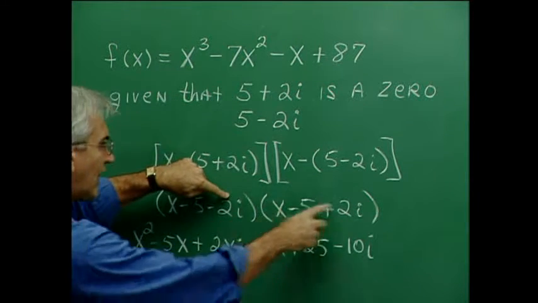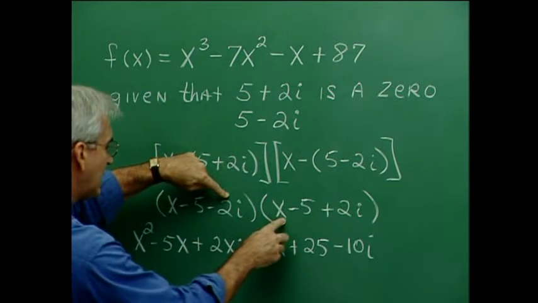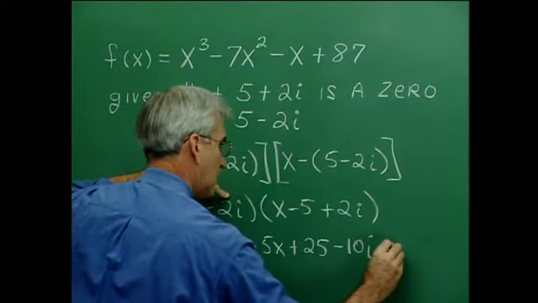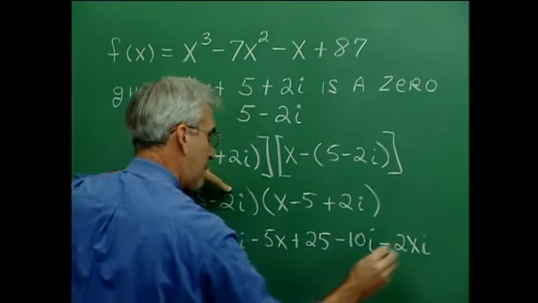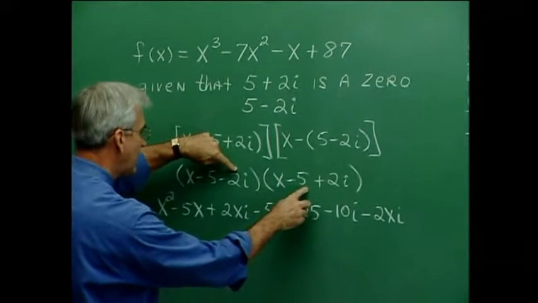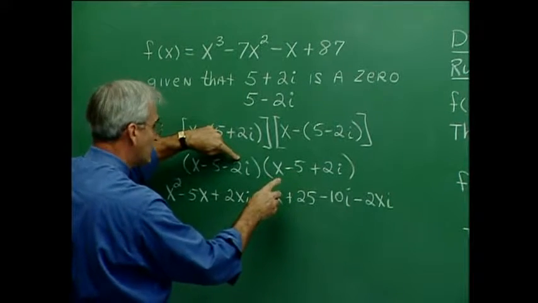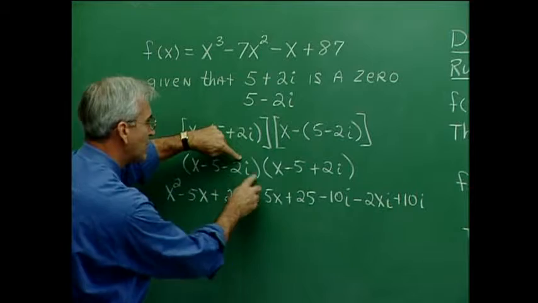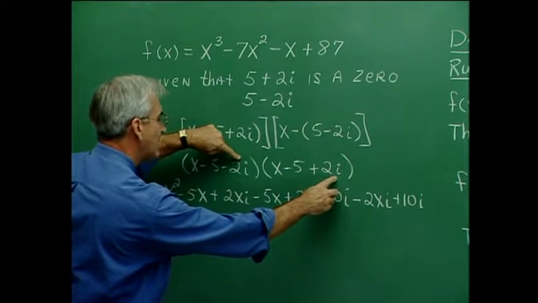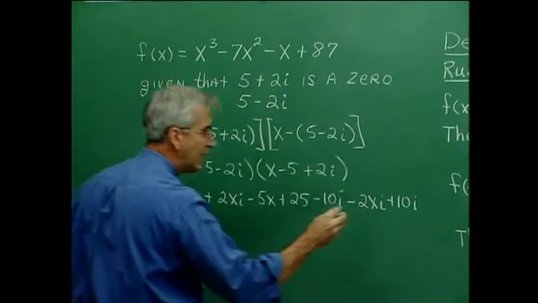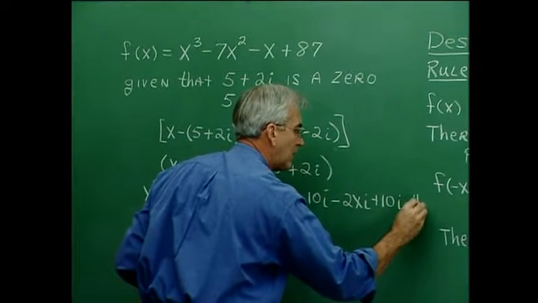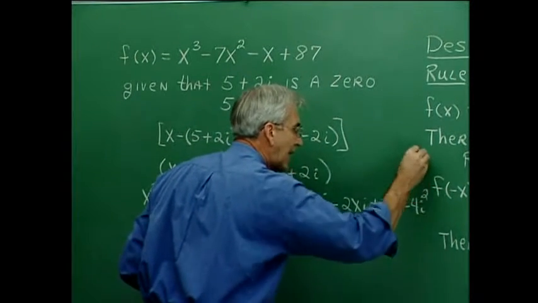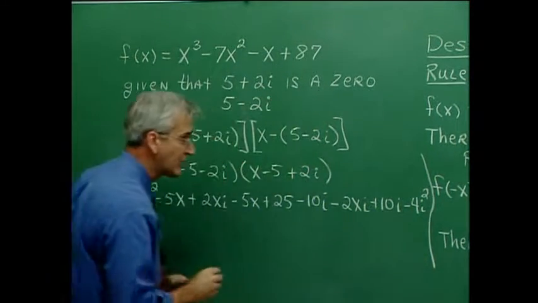And then minus 2i times all of these. Minus 2i times x is minus 2xi. Minus 2i times minus 5 is plus 10i. And then minus 2i times plus 2i is minus 4i squared. Now I'm getting into this other problem here, but I think we can follow what I've got. It's kind of like here's a border. I'll erase it in a few minutes.